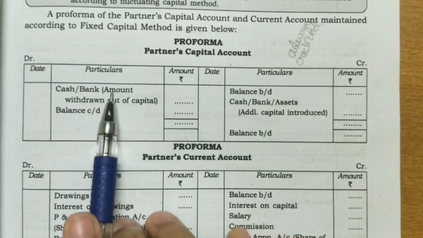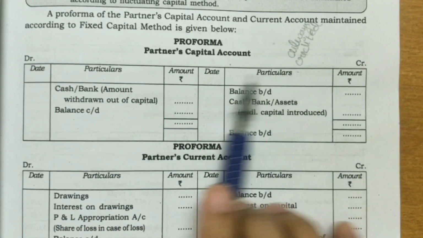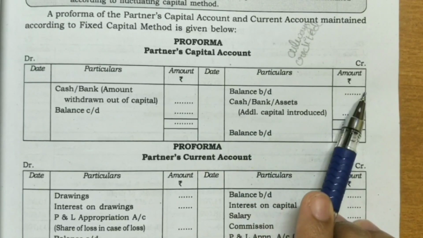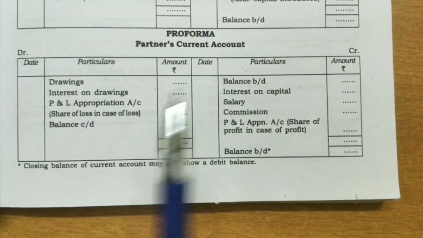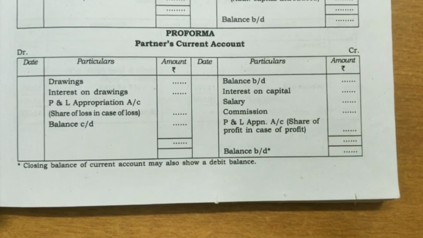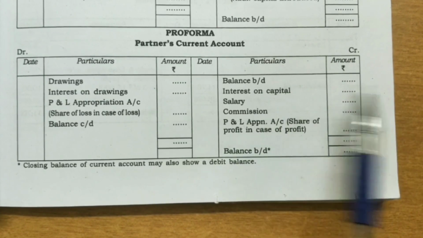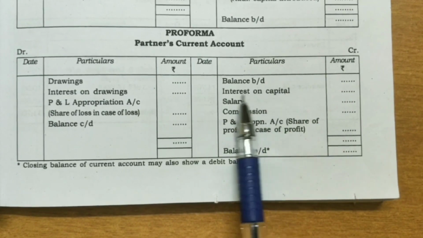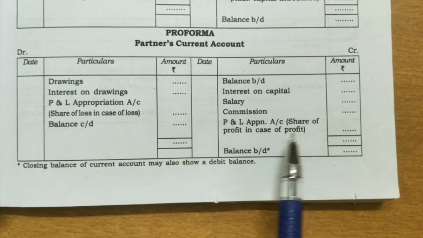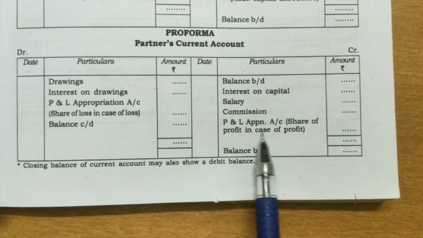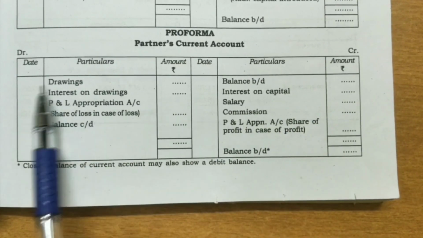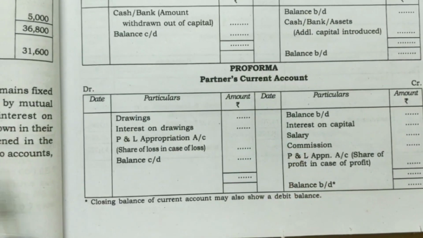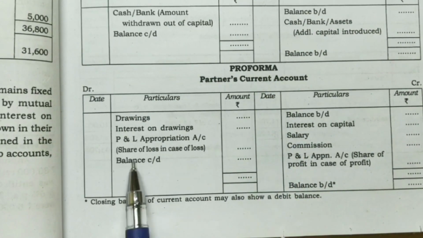But when it comes to partners current account, we'll write all other adjustments which we wrote in the fluctuating capital account, right? So what are the other things which we have not written in the capital account? They are the interest on capital, salary, commission, drawings, interest on drawings, everything else, right? And also the share of loss and share of profit, we'll write it all in the partners current account. So I hope what I explained is clear to you.